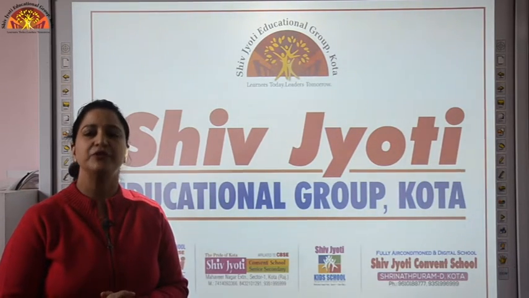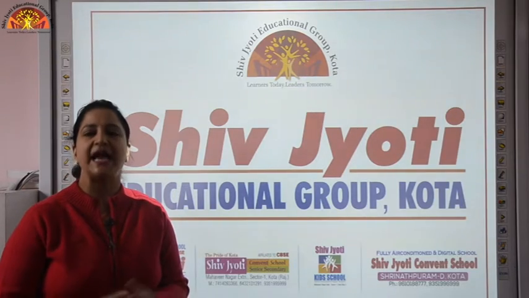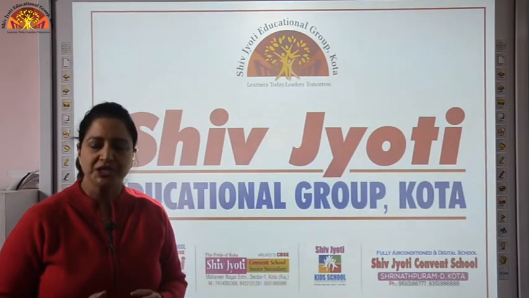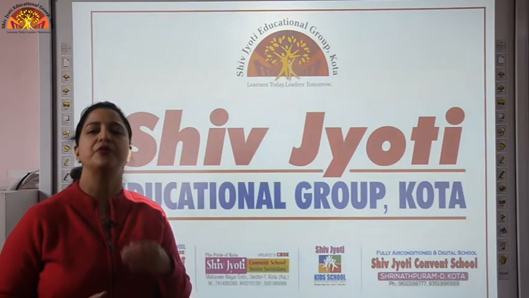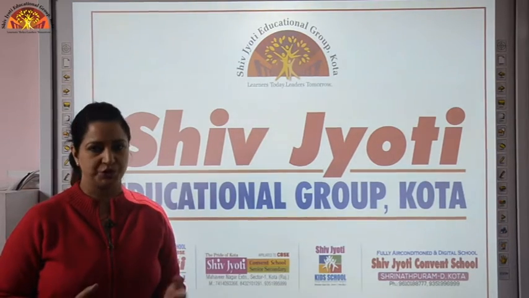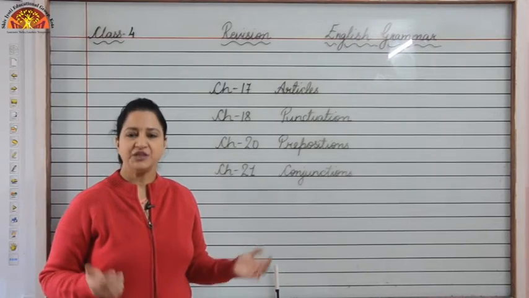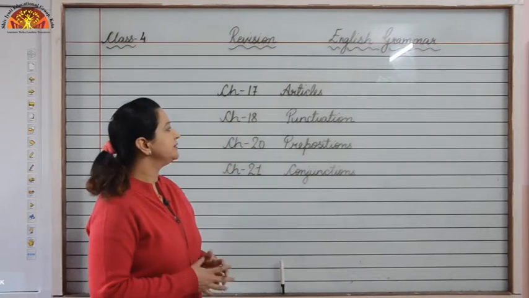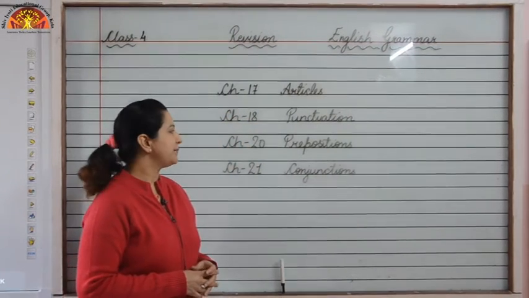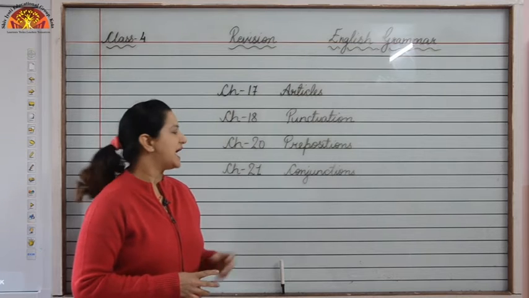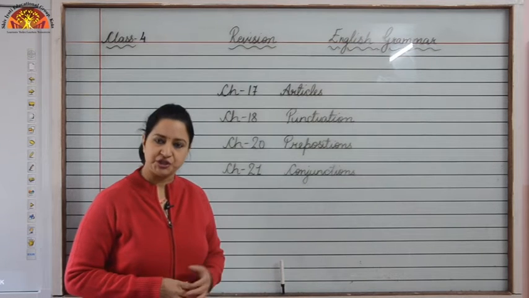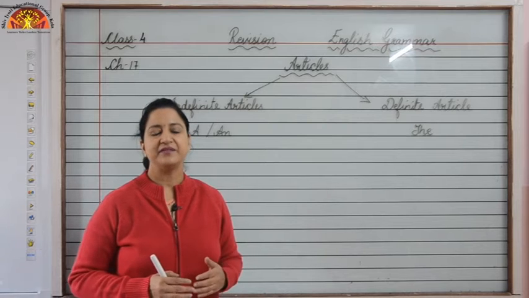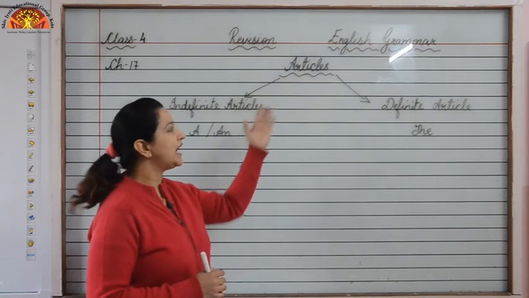Myself Goldie Dhal from Shiv Jyoti Educational Group, and today in this video we are going to revise 4 chapters of English grammar from your final exams portion. And these chapters are chapter number 17 articles, chapter number 18 punctuation, chapter number 20 prepositions, and chapter number 21 conjunctions. Okay, now let's begin with chapter number 17 articles.